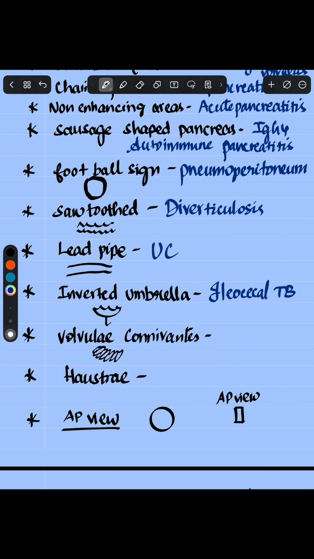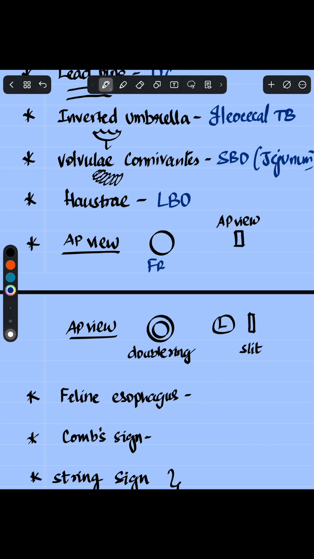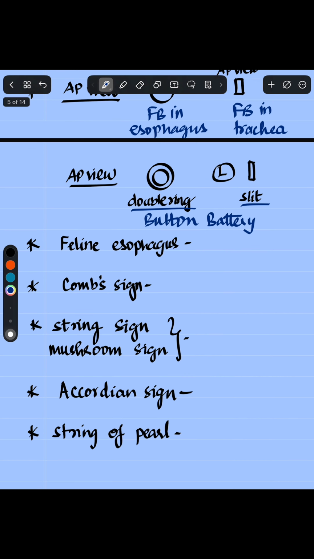Valvulae conniventes is small bowel obstruction, mainly jejunum. If you see haustra, it is large bowel obstruction. If you see a spherical or round-shaped foreign body in AP view, it is foreign body in esophagus. If it is in AP view and it is slit-like, it is foreign body in trachea. If you see a double ring sign in AP view, it is button battery in esophagus. But button battery will look like a slit in a lateral view.